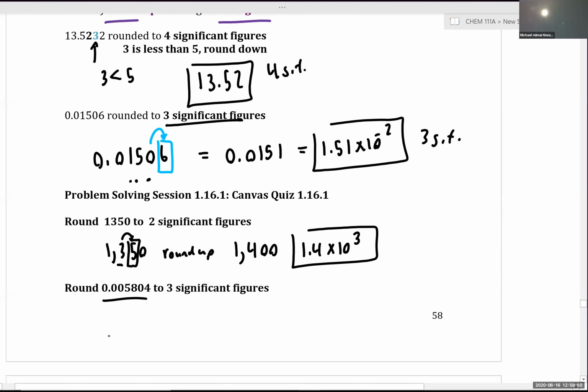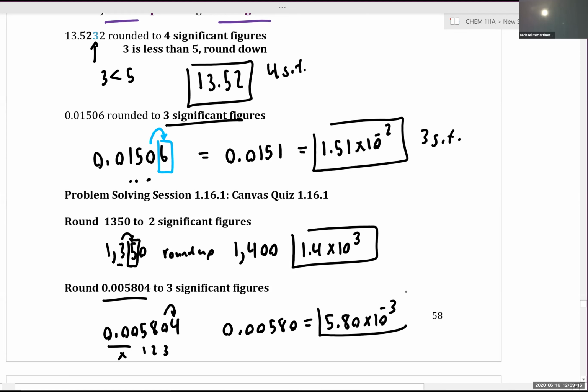For this next number, 0.005804, if we're rounding it to 3 sig figs, these leading zeros are not significant. So we have 1, 2, 3 sig figs. We look one space to the right, and that in turn gives us 0.00580, which we write as 5.80 times 10 to the negative third. Any questions on this example?